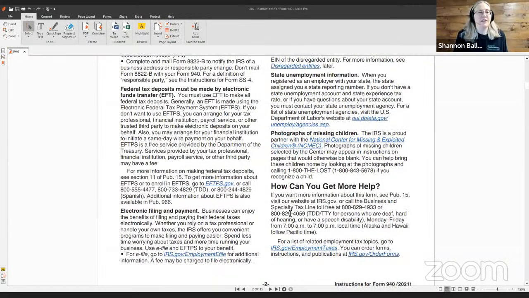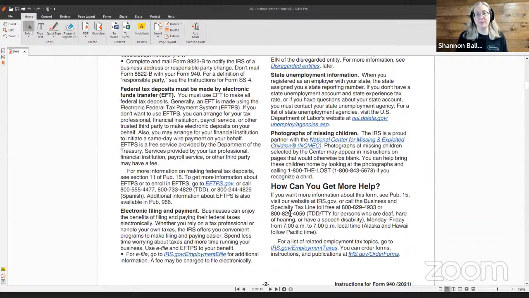All right, so federal tax deposits must be made by electronic funds transfer or EFT. You must use EFT to make all federal tax deposits. Generally, an EFT is made using the Electronic Federal Tax Payment System or EFTPS. If you don't want to use EFTPS, you can arrange for your tax professional, financial institution, payroll service, or other third party to make electronic deposits on your behalf. Also, you may arrange for your financial institution to initiate a same-day wire payment on your behalf.